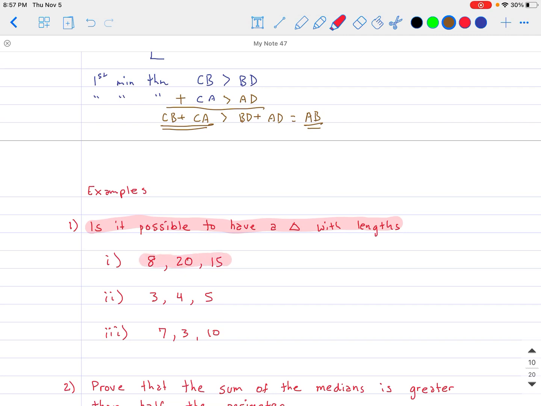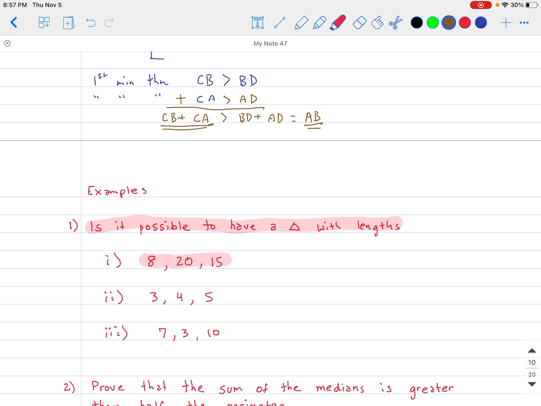So according to the triangle inequalities, we can set up a whole bunch of things, right? We can say 8 plus 12 is greater than 15, which is true. 20 plus 15 is greater than 8, which is true. And finally, 8 plus 15 is greater than 20, which is true.